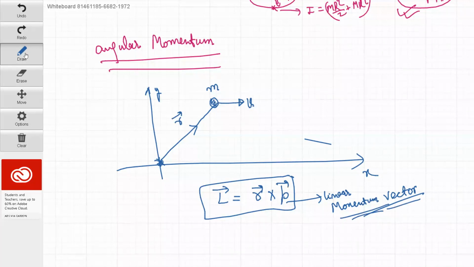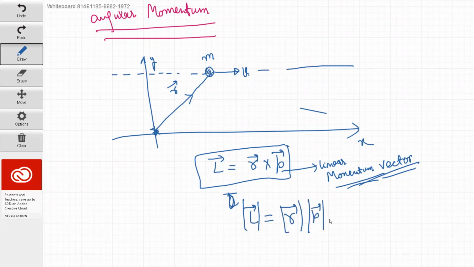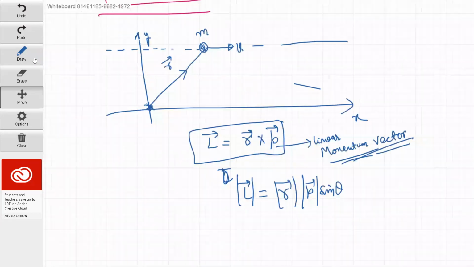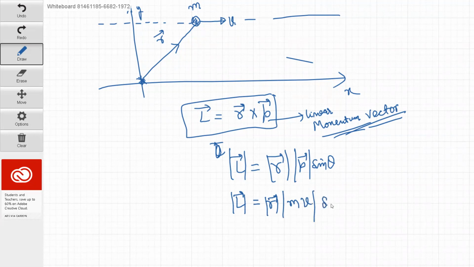So now if you can see it, this is the line of motion. So what is the magnitude of angular momentum? That will be equal to r p sine theta, isn't it? That will be the magnitude of this. You have to take the magnitude of the cross product. So the magnitude is mod r times the magnitude of linear momentum, which is m into v, mass into velocity, into sine theta.